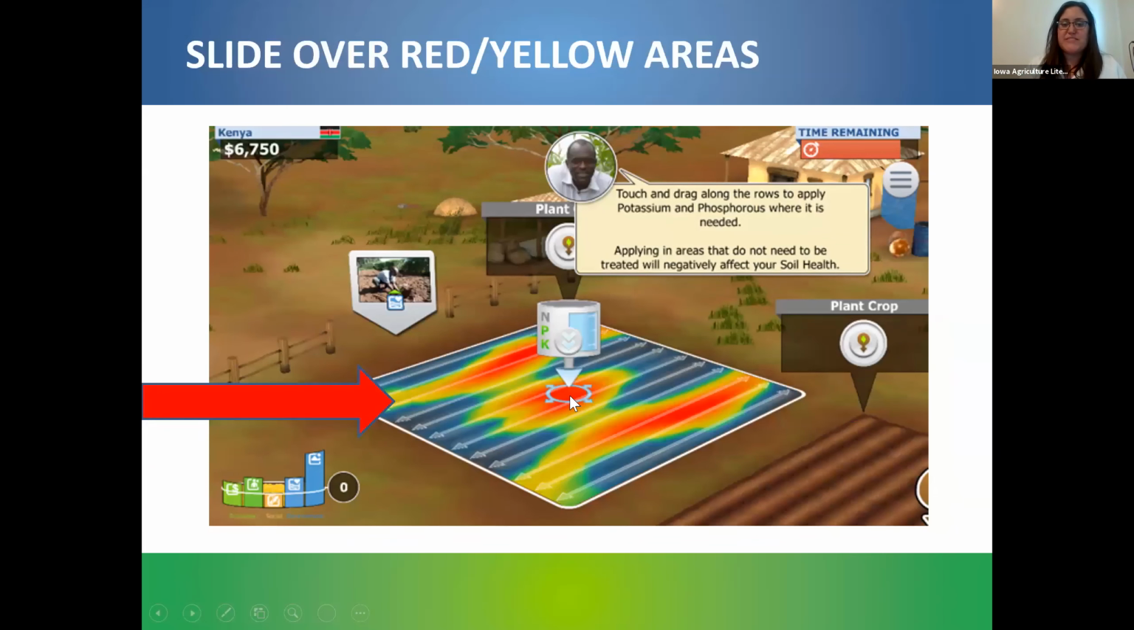Okay, so in level 2, they apply their nutrients by sliding this barrel over the red areas, and this represents a soil map, a field map that farmers would have after they've done soil tests to show where nutrients are needed in the soil. So they want to put it around all the red, which shows where it's needed more.